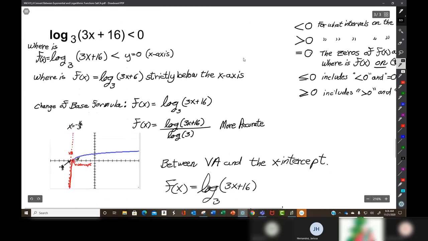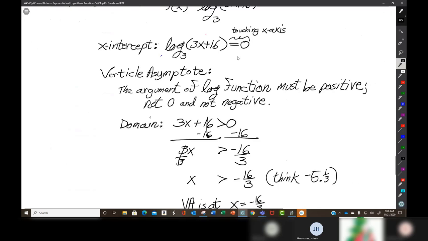So what we did is to find the x-intercept, we solved this equation. And to find the vertical asymptote, we had to solve this, well, greater than 0. Because of course it's not allowed to equal 0, nor any negative number. Right, so to find the vertical asymptote, you solve this.